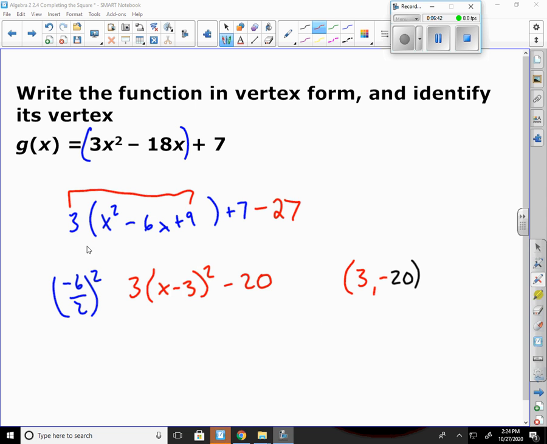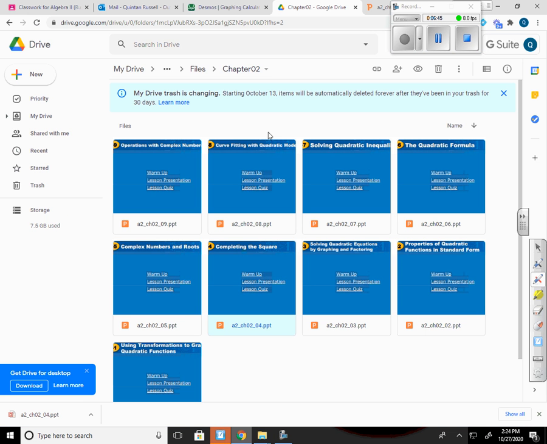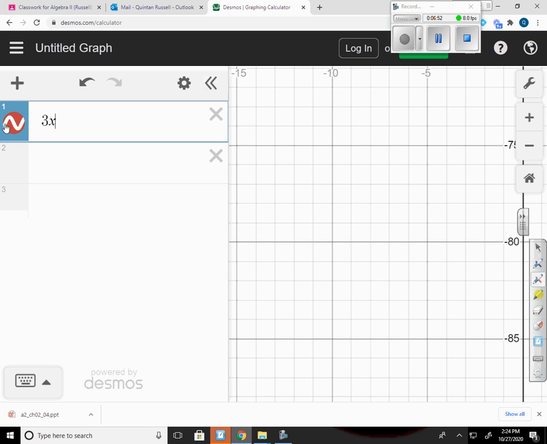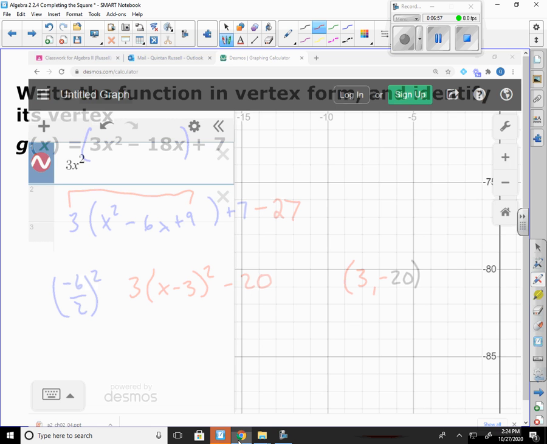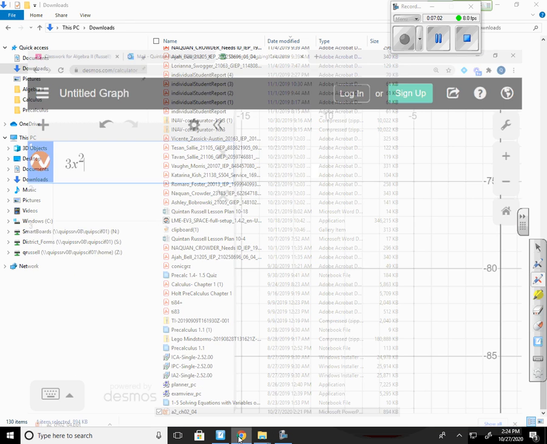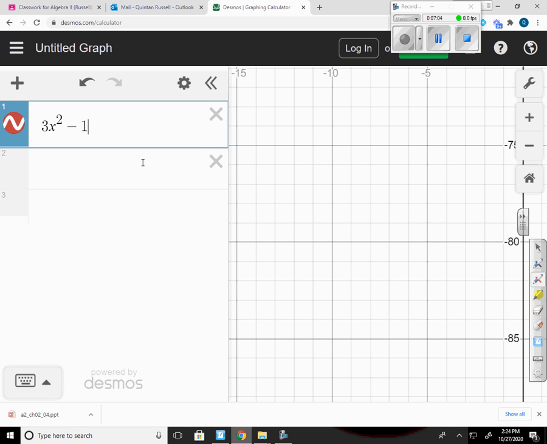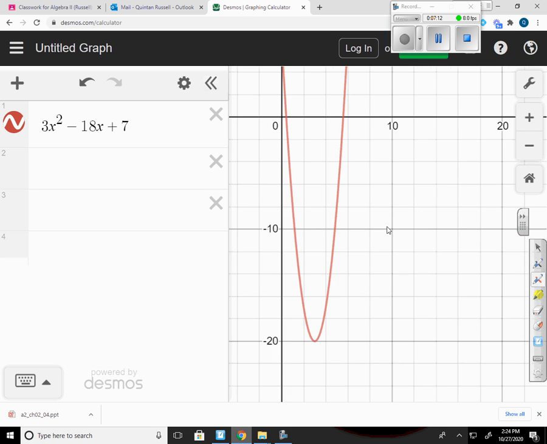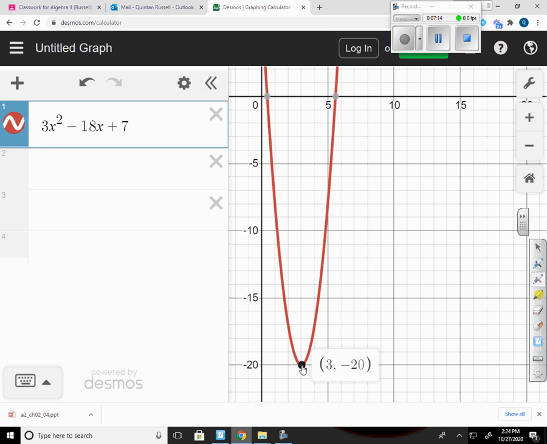Again, we can check our answer here just by plugging it into Desmos. Plug in the original equation, minus 18x plus 7. Now we're off in the middle of nowhere. We find our graph. There's our vertex. It's at the point 3, negative 20.